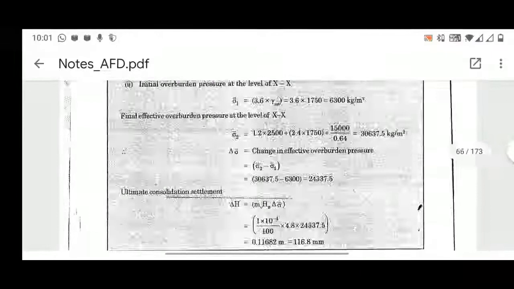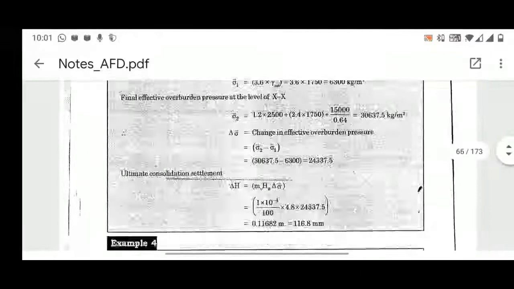Once you sum all these forces, you will get 30637.5 kg per meter cube, right? Now, what will be the change in effective overburden pressure? You can easily obtain it as the difference sigma 2 minus sigma 1. It will give you the change in effective overburden pressure value as 24337.5.